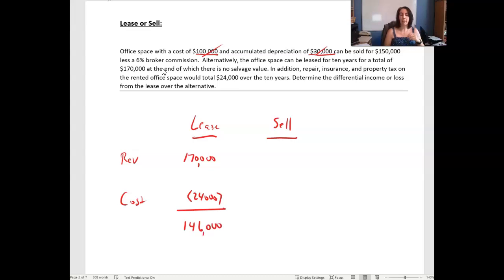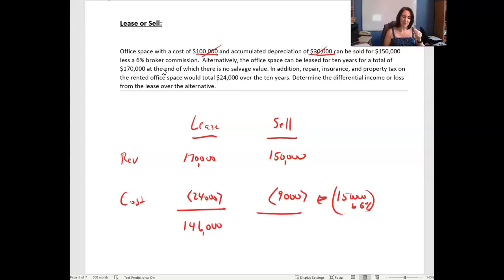Okay, great. Now let's look at the sale. Well, if I sell it, my revenue is going to be $150,000. The cost is going to be a 6% broker's commission, right? So I'm going to pay 6% of $150,000, which multiplied together is $9,000 in costs. That's where that's coming from. Ooh, that's supposed to be an arrow.